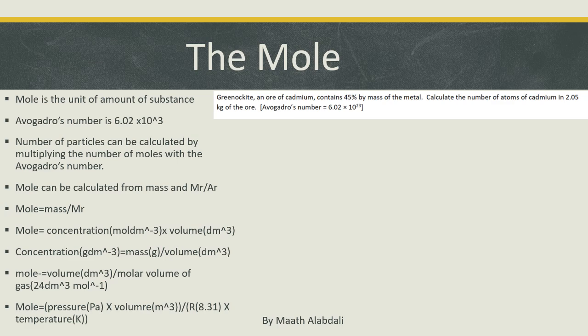Mole equals concentration in mole per dm cubed times volume, which is in dm cubed. Concentration is mass divided by volume. Now this concentration is if it is in gram per dm cubed. This concentration is mole per dm cubed. So if you want to find the concentration in grams per dm cubed, then you just have to divide mass by volume. Mole equals volume divided by the molar volume of gas, which is 24 dm cubed per mole, and the volume is in dm cubed.